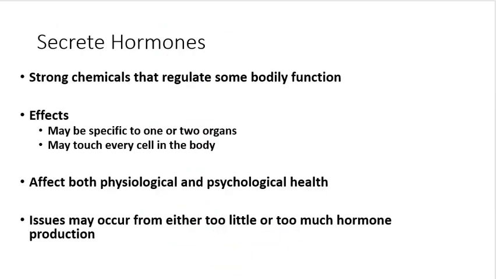These substances manufactured by endocrine glands are called hormones. Hormones are very strong chemicals that help us to regulate some body function. For example, there are hormones that help us regulate the amount of sugar in our blood. Hormones may affect one or two organs, or they may affect every cell in the body. It all depends if the organ or cell is sensitive to the chemical properties of that hormone. You'll see some examples a little bit later.